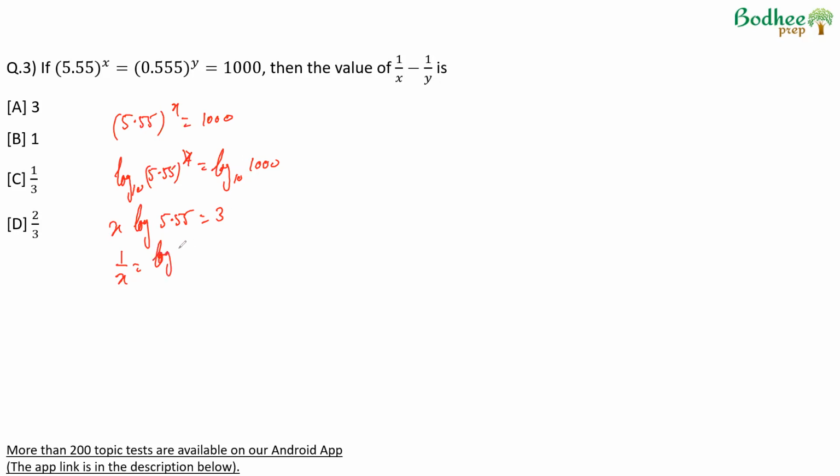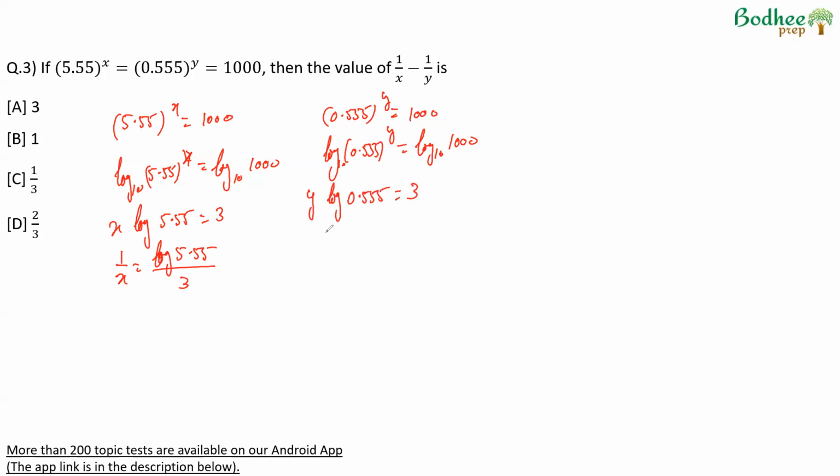Log of 5.55 upon 3. X goes down, 3 goes down. Similarly, 0.555 to the power y is equal to 1000, if we take the log by an exact similar method, taking log to the base 10. Since the base is 10, we don't need to write it down. This becomes y into log of 0.555 is equal to 3, and therefore 1 by y will be nothing but log of 0.555 by 3. Now we have to find out 1 by x minus 1 by y.